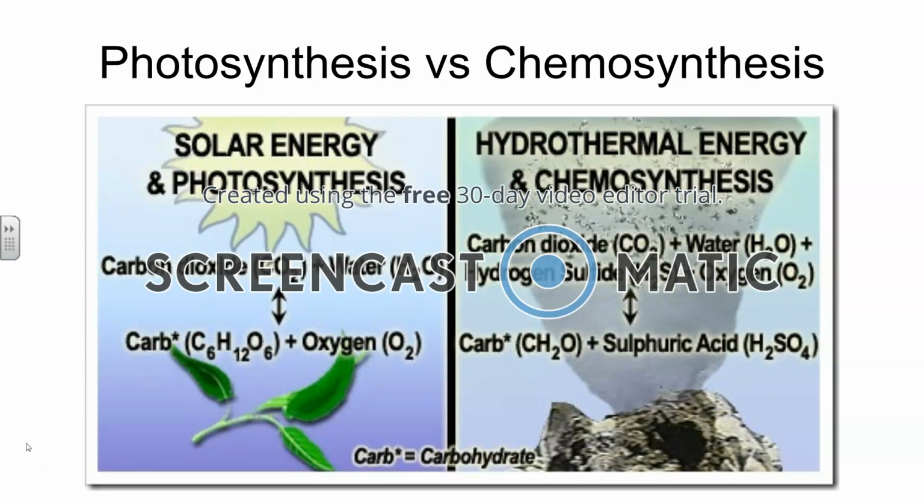So photosynthesis versus chemosynthesis. Photosynthesis takes carbon dioxide and water and produces sugars, and it happens in plants, producers, and some bacteria. Chemosynthesis is going to take carbon dioxide, water, plus another chemical compound called hydrogen sulfide, and it's going to produce carbohydrates as well, plus sulfuric acid, and it's only going to happen with bacteria deep in the ocean where there are no producers available.